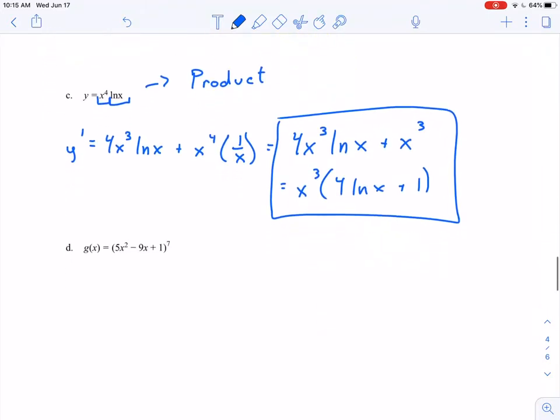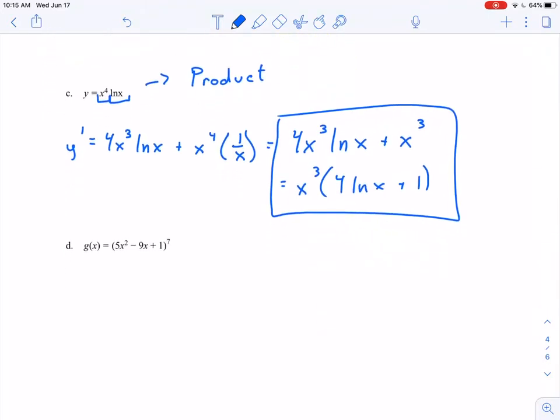Last one here, g of x equals 5x squared minus 9x plus 1 all to the 7th power. Again, look for those parentheses and look for something more complicated than just x to the 7th. So here I have a whole function raised to the 7th power. So to me, this looks like y equals u raised to the nth power. I think these can be the trickiest to pick out because we don't have a natural log, we don't have e. It's perhaps a little bit more subtle here.